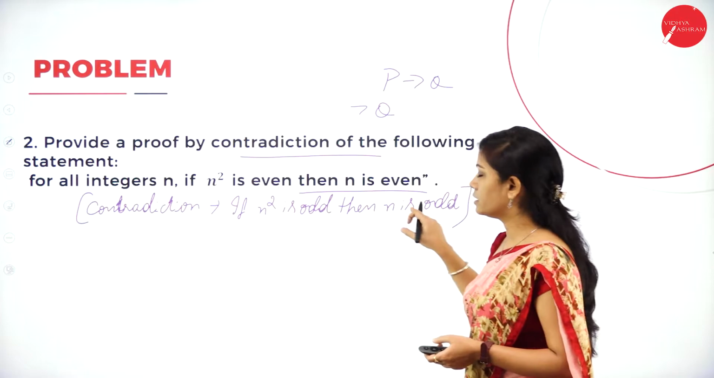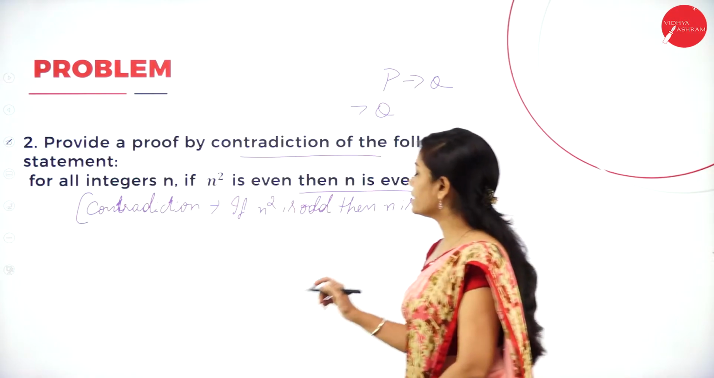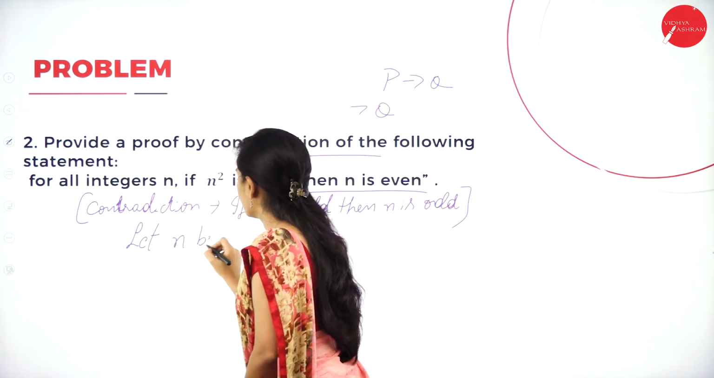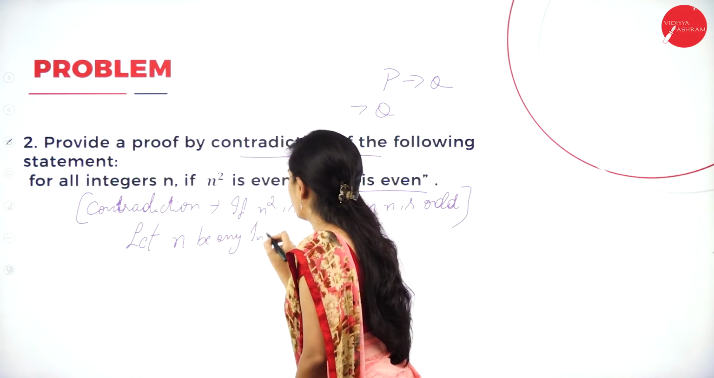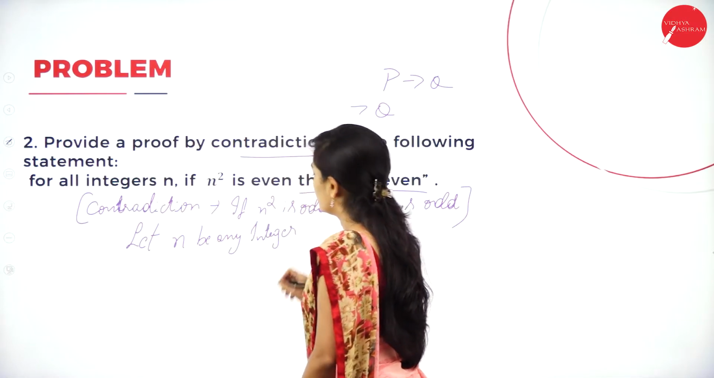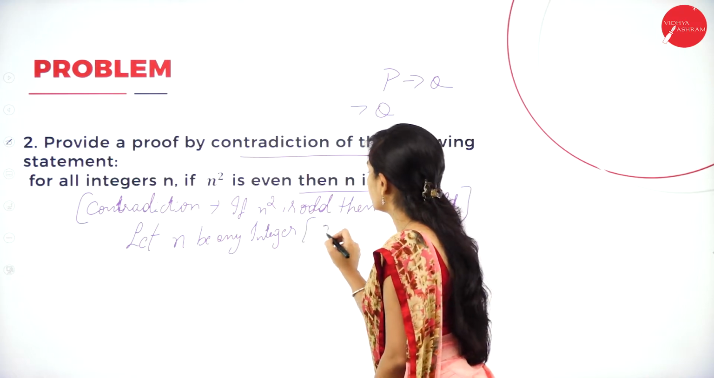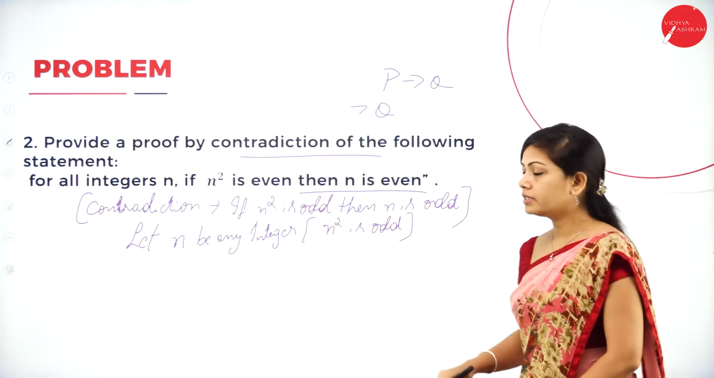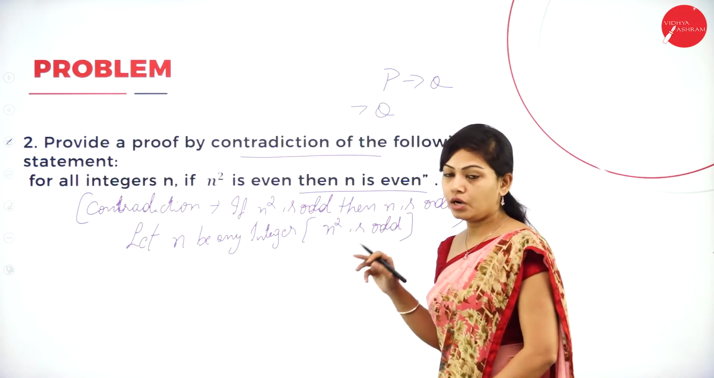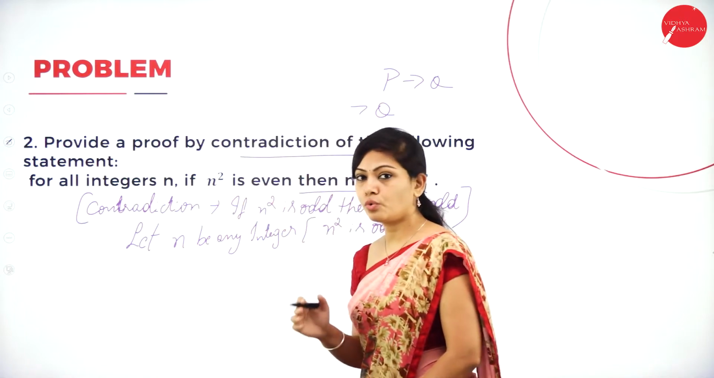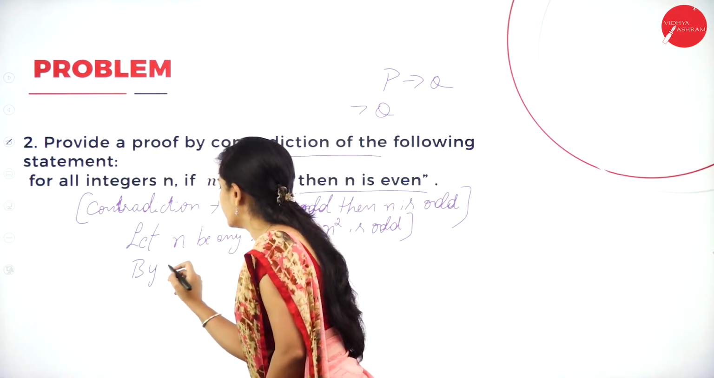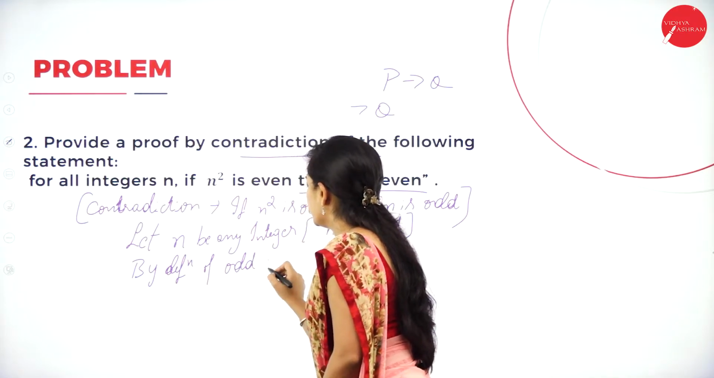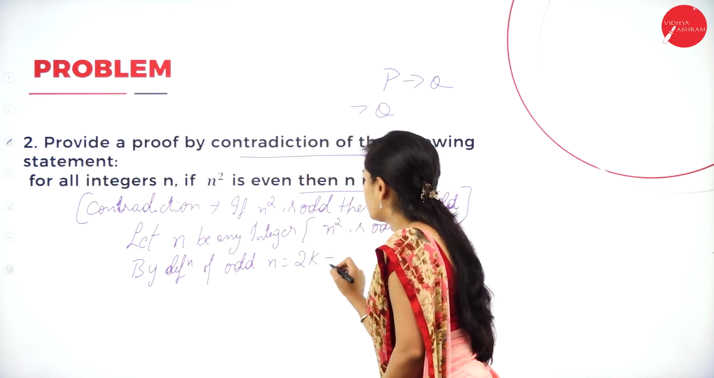If n square is odd, then n is odd. We have to prove this. Let n be any integer. So now I will prove that n square is odd. N be any integer, then n square is odd. So now by definition of odd, what is the odd definition? By definition of odd, n is equal to 2k plus 1, right?